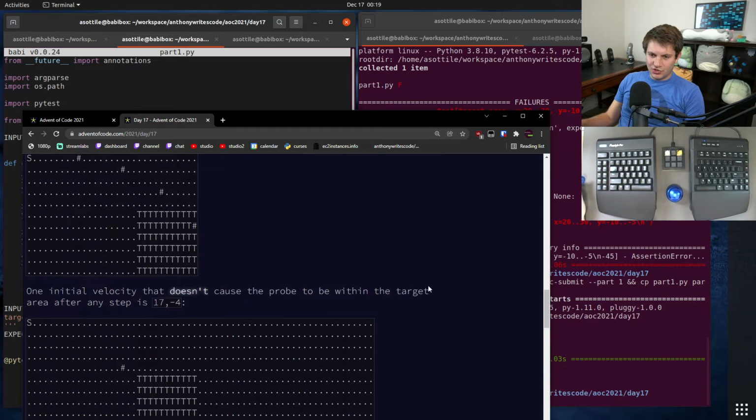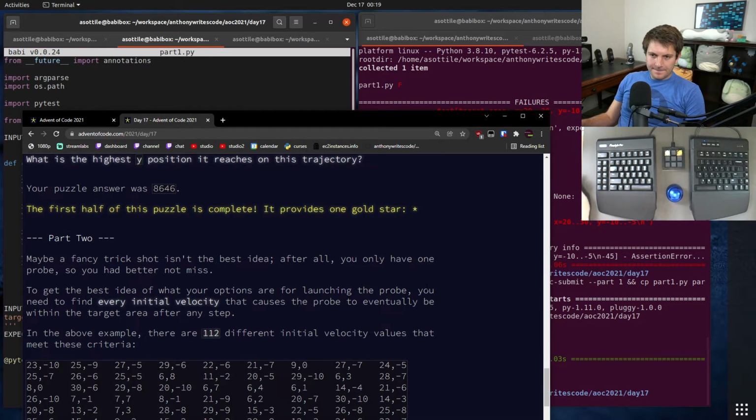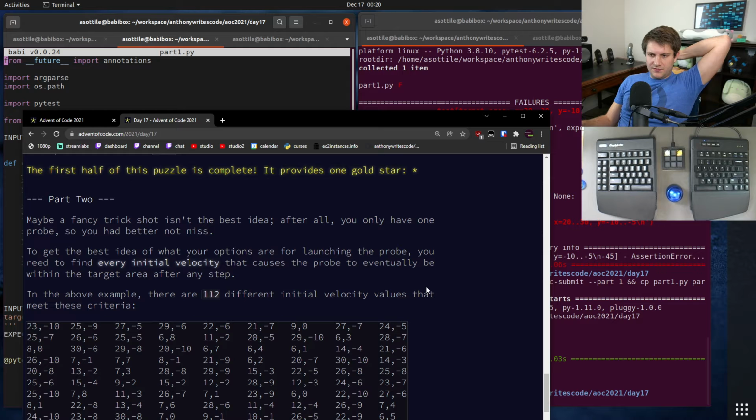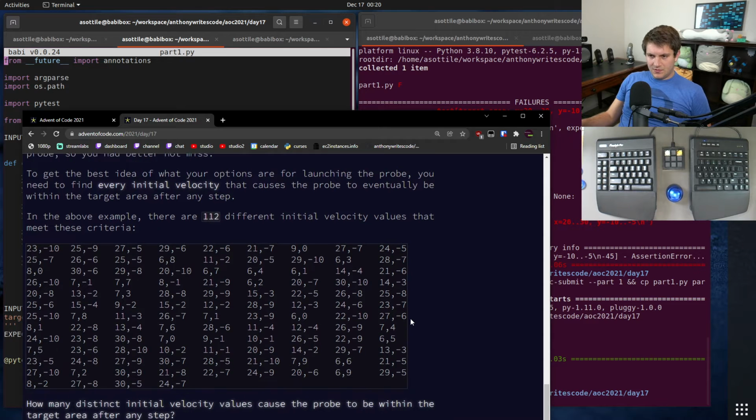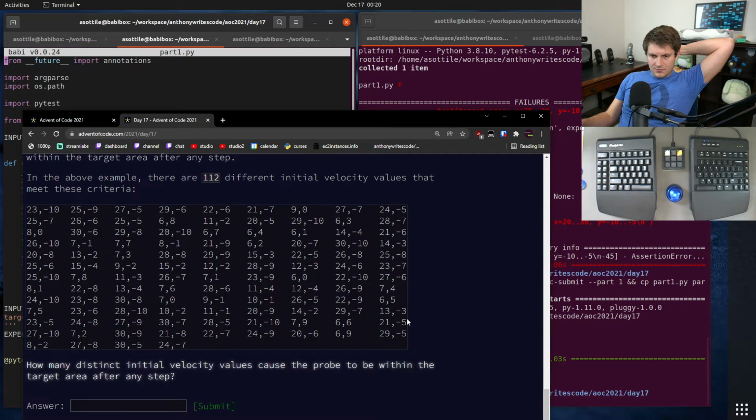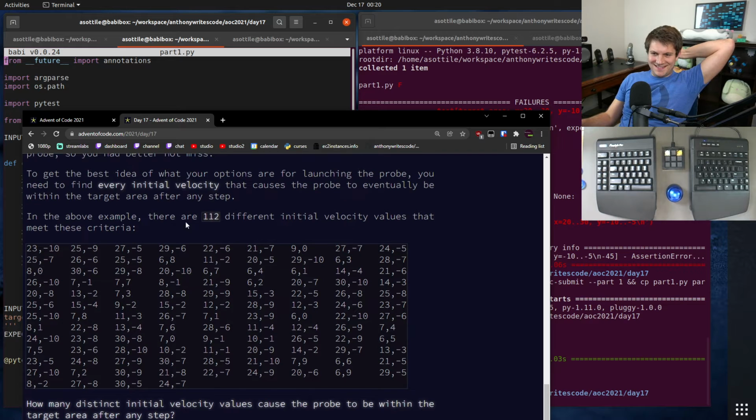She's probably like, what's the x position? Maybe a fancy trick shot isn't the best idea after all. You only have one probe, so you better not miss. To get the best idea of what your options are for launching the probe, you need to find every initial velocity that causes the probe to eventually be within the target area after any step. How many distinct initial velocity values cause the probe to be within the target area after any step?